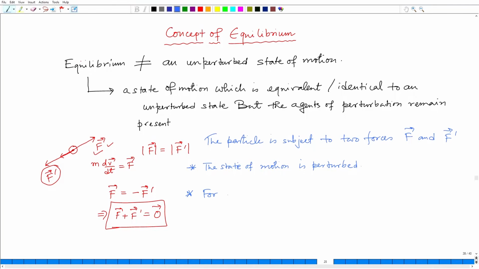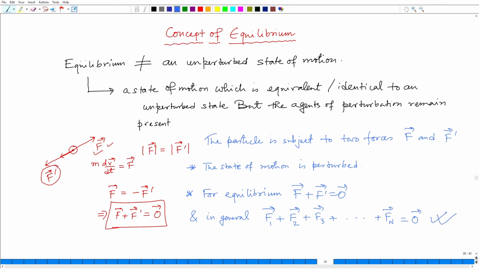For equilibrium, I am just writing, F plus F prime should be 0, and in general this is true for any number of forces. So, I can start with F1, F2, F3, and so on. Here we are talking about forces only because in the framework of particle dynamics, we have the force as the only known perturbing agent, because that causes the motion, that causes the change of state of motion. So, if we have this condition, then you have equilibrium.